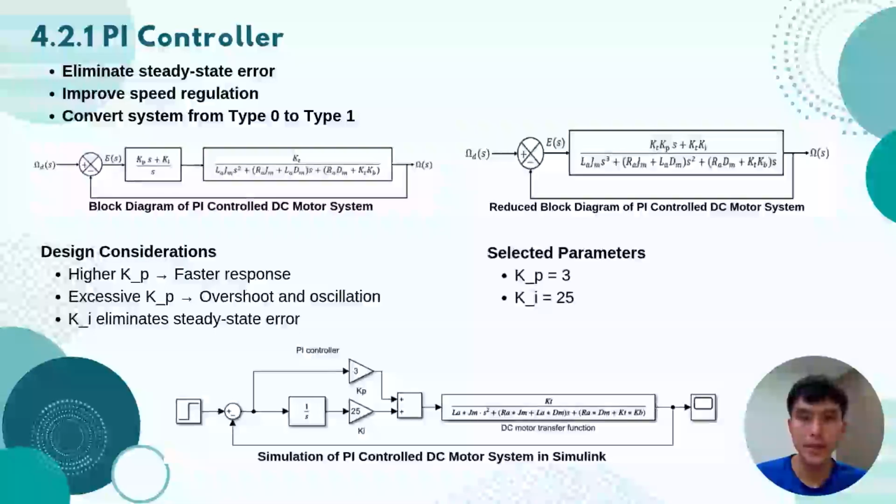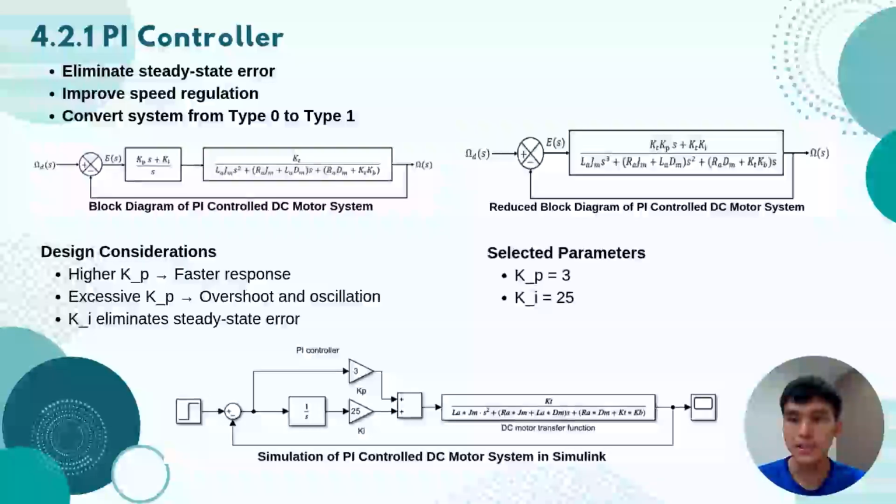The purpose of introducing the PI controller was to eliminate the steady state error, improve speed regulation, and convert the system from Type 0 to Type 1. The controller parameters were determined through tuning, and the selected values were Kp equal to 3 and Ki equal to 25. During the design process, a higher proportional gain was used to increase the response speed. However, excessive Kp can result in higher overshoot and oscillatory behavior. The integral gain was introduced to eliminate the steady state error.